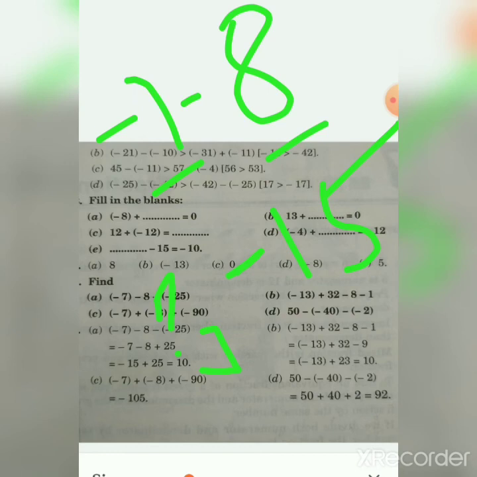So -15 and +25 is behind. So plus minus is minus. 25 minus 15 is 10. And what is the greatest sign? That is 25. That is positive sign. So we will not show. Okay.